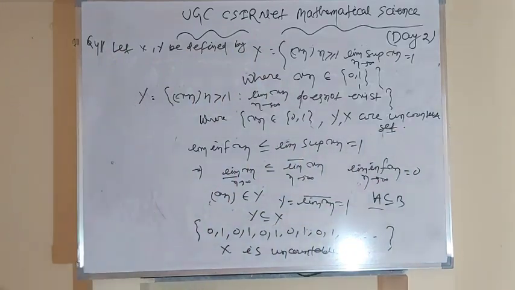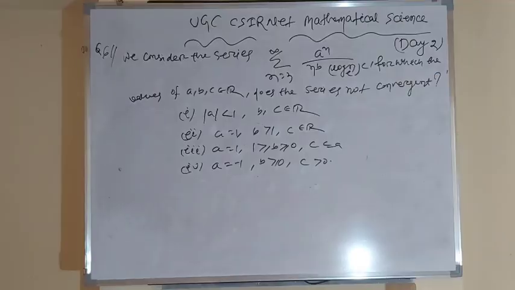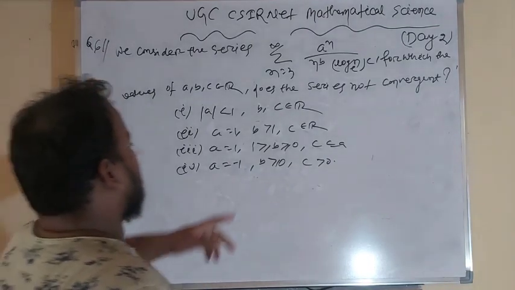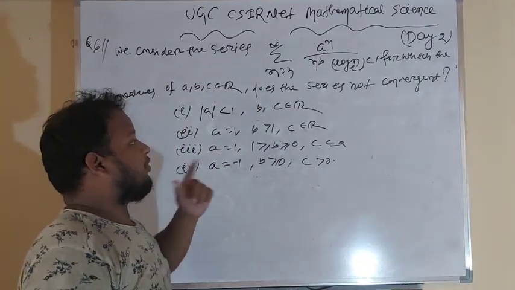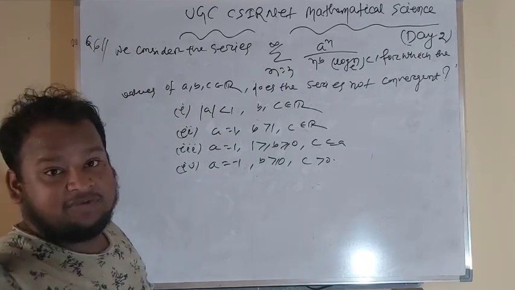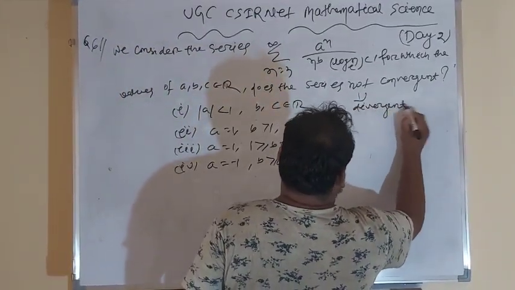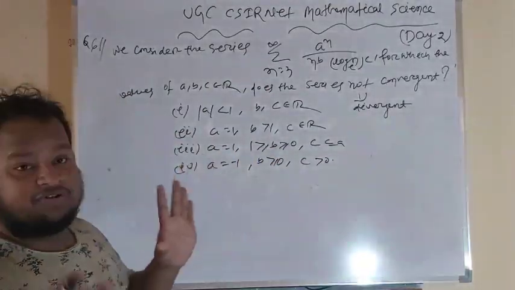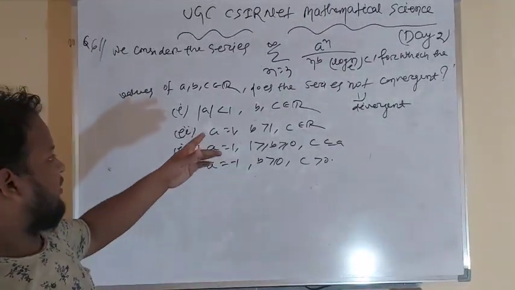Very interesting question. We consider the series, summation n equal 3 to infinity, a to the n by n^b log n plus c, for which values of a, b, c belonging to the reals is the series not convergent. Not convergent means divergent. If the limit exists, then convergent. Every convergent sequence is bounded, and every bounded sequence has a convergent subsequence. And this sequence is what?